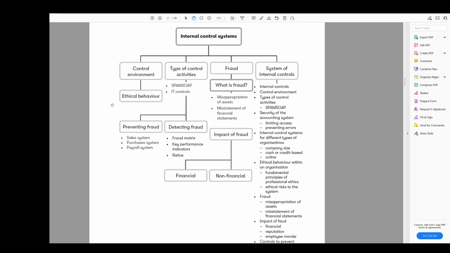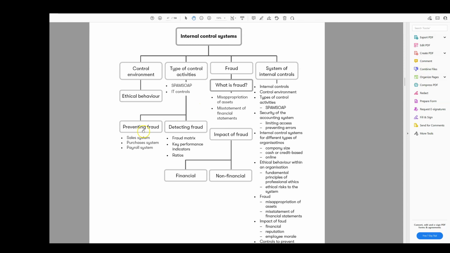For example, if you can create an ethical environment because of the proper internal control in place, maybe people will not be able to do the fraud and they will have a regular practice to do everything correctly. Type of control activities. So we have SPAM SOAP. So here it is the short form and we need to look at what type of control we can put in place. So SPAM SOAP will help us to remember this control.